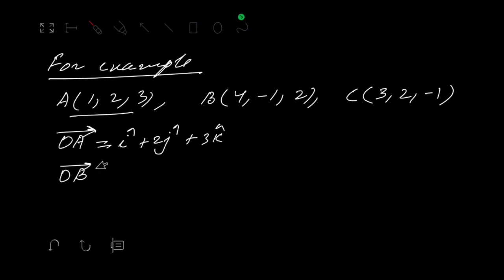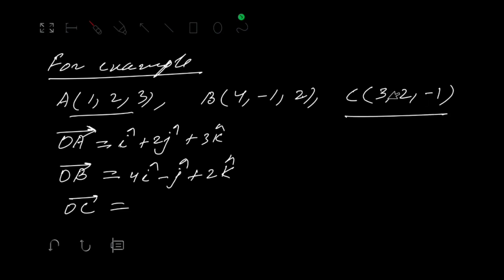OB is the position vector of point B. So since the coordinates are 4, minus 1, 2, its position vector will be 4 into i cap minus 1 into j cap, that is minus j cap, and 2 into k cap, that is 2k cap. Similarly, OC vector is the position vector of the point C, and its coordinates are 3, 2, minus 1, so its position vector will be written as 3i cap plus 2j cap minus k cap.